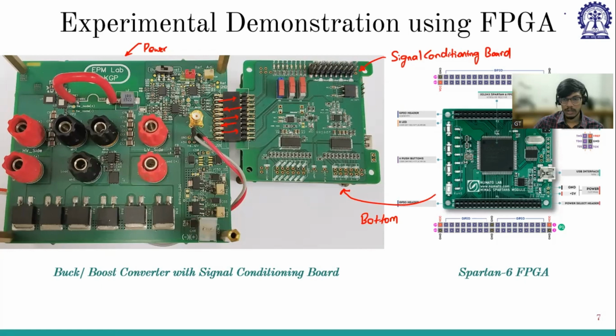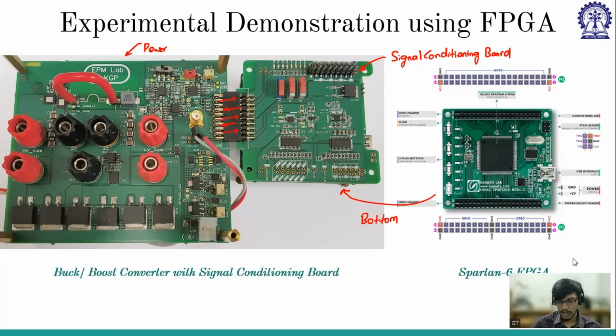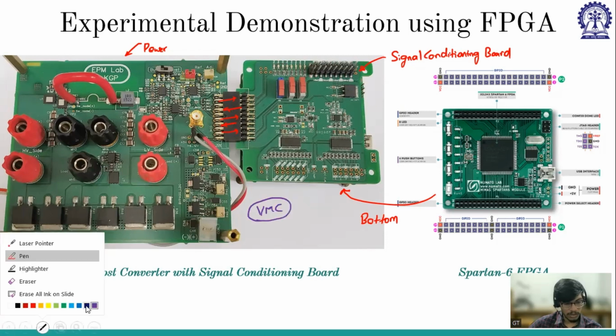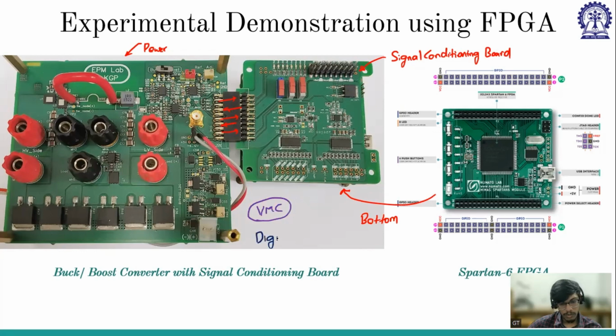Sir, what is the exact functioning of this signal conditioning board and this FPGA? Okay. Let us talk about voltage mode control. We are using the FPGA because we want to implement digital control, so everything should be digitized. The V0 that we have is in the continuous domain, and we need an ADC to convert it into the digital domain, in bit form. So that ADC is sitting on this signal conditioning board.